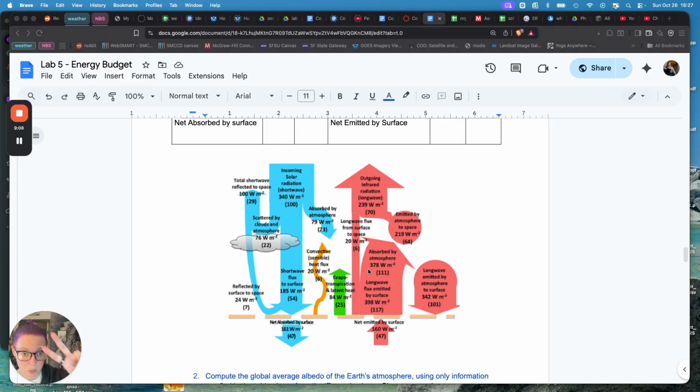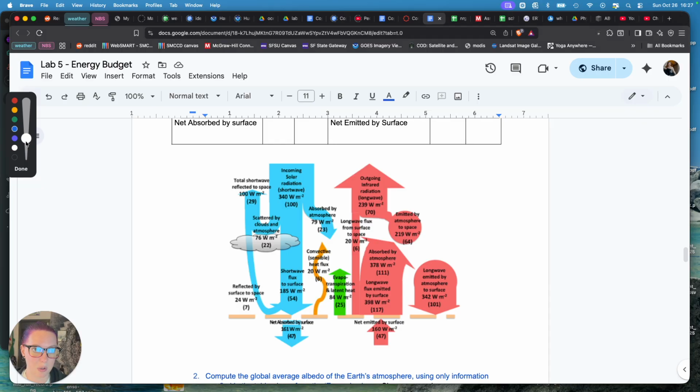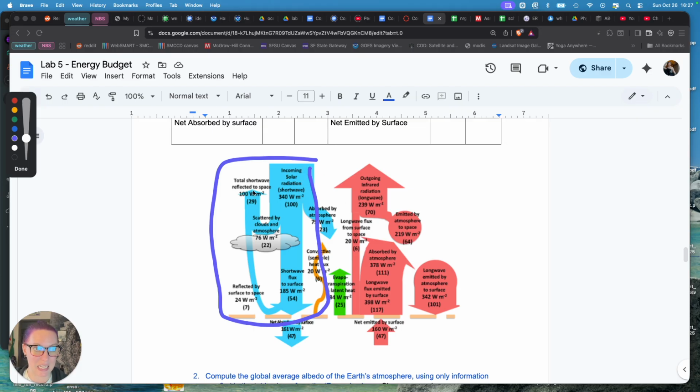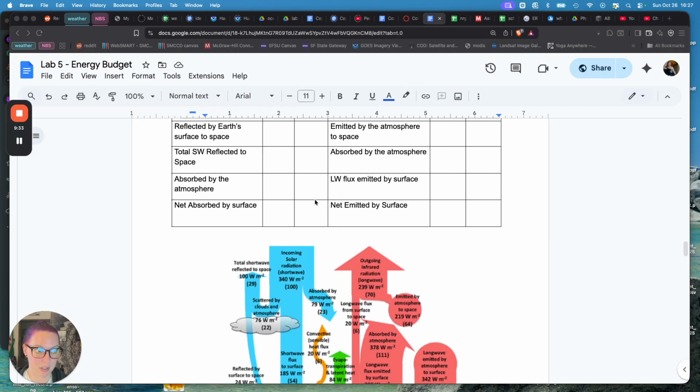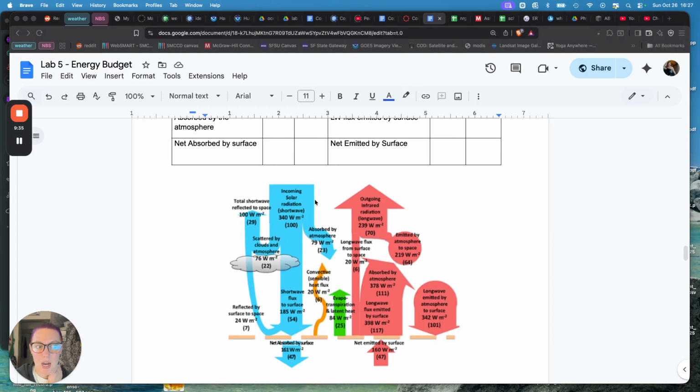The only 2 arrows that do not have a place in the table are these 2 nuggets here. So don't worry about these. Doesn't mean they're not important, but there's just not a space for them in this table. But everything else you should be able to match almost exactly to what you see here in this graphic. So if you're having any issues with that, of course, as always, reach out.